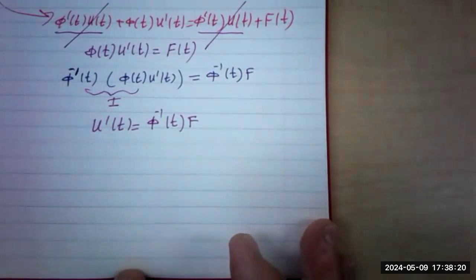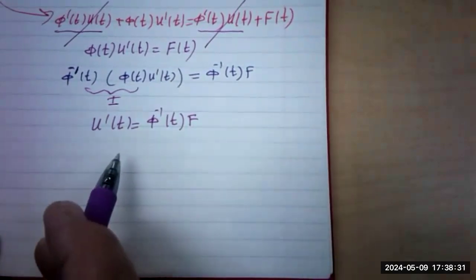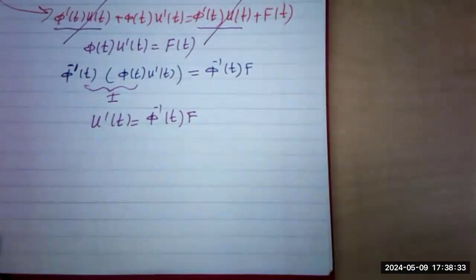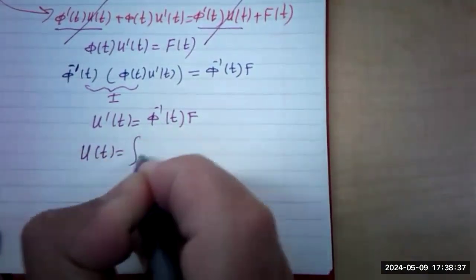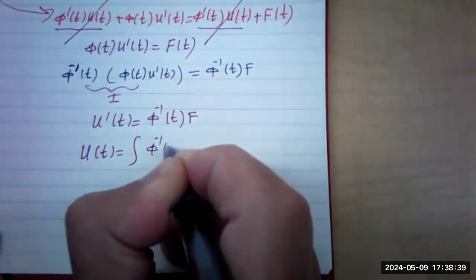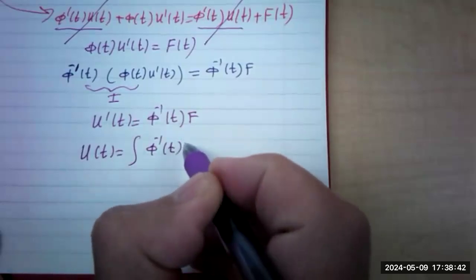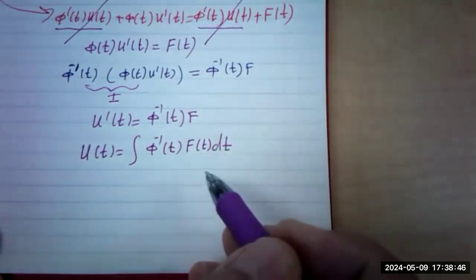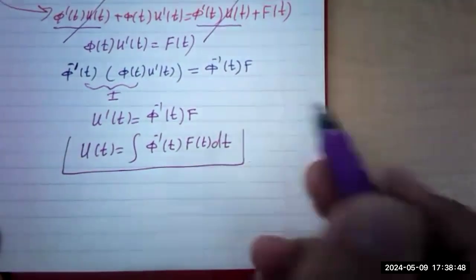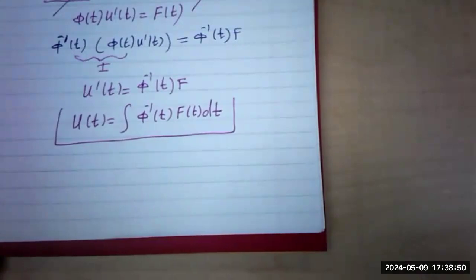And if you remember, in the case of variation of parameters, first we find u1 prime and u2 prime, then we integrate to get u1 and u2. This is exactly the same way. So if you want to find u of t, you have to integrate. So u of t is going to be the integral of phi inverse of t, f of t, dt. That's it. Easy formula.